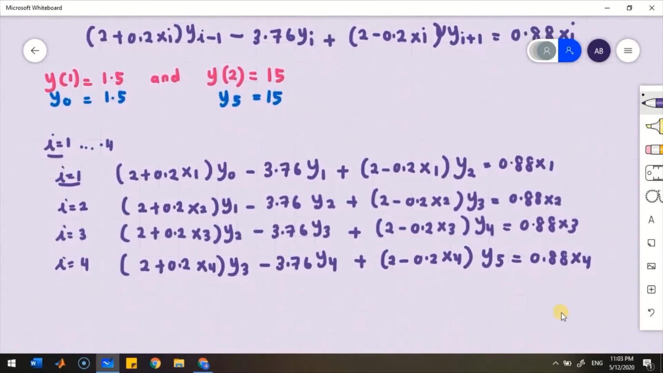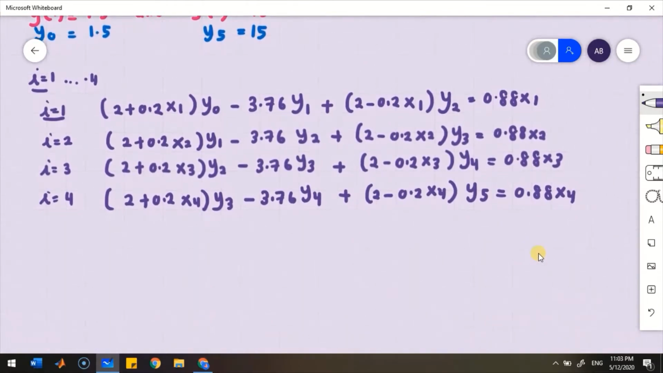So what I have now is to simplify. Simplifying, we get, it's just remove the x, okay? So I'm gonna write it correctly.